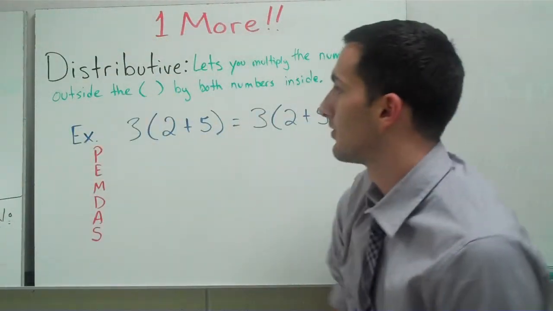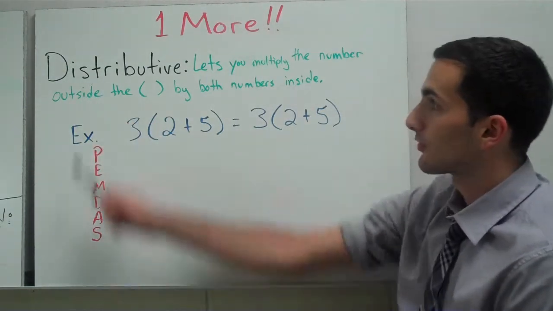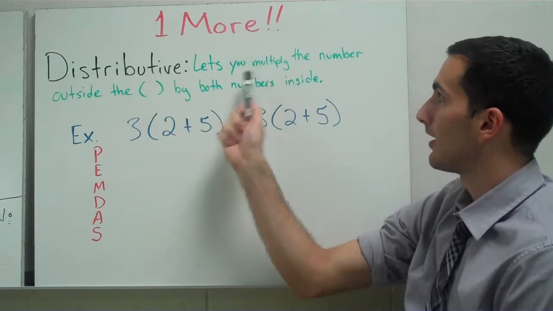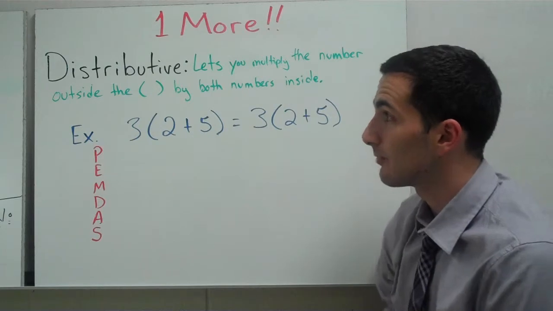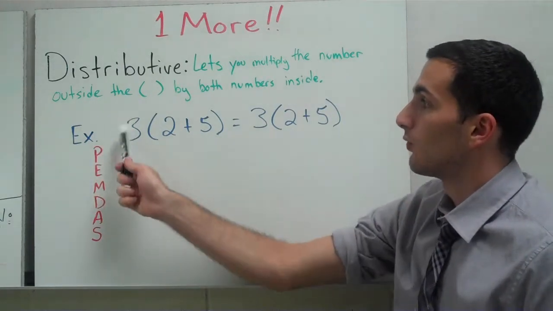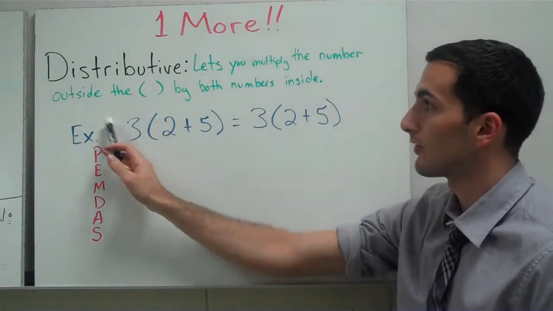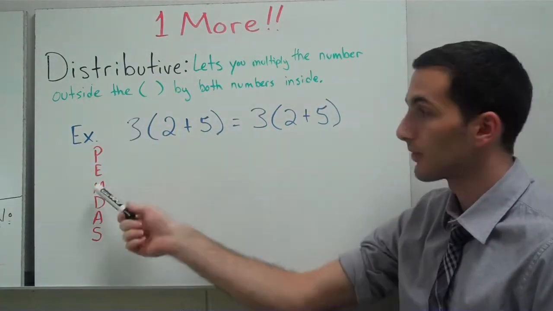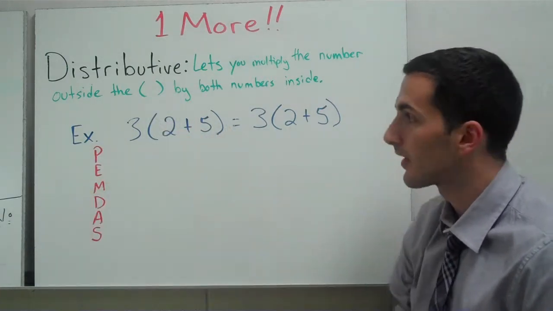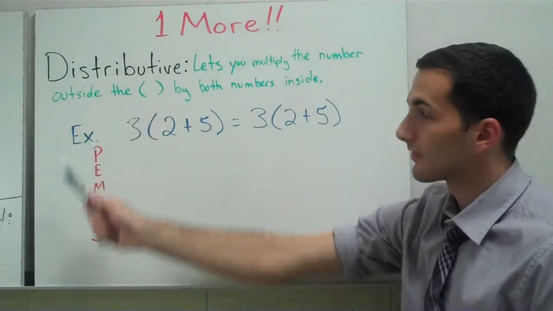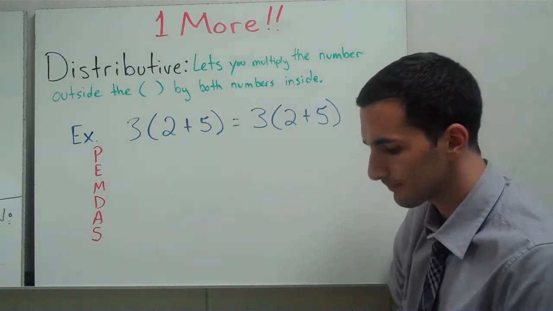Okay, and we have one more property to talk about here. This property is called the distributive property. The distributive property lets us multiply the number outside of parentheses by both numbers inside. And the reason we're able to do this is that we are multiplying both of these numbers by the one outside. Normally, by the order of operations, we would do what's inside the parentheses first, just like on the last problem. The distributive property is telling us that we can distribute and still get the same answer. Let's see if that's actually true.